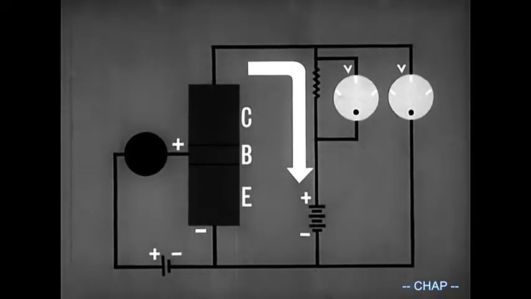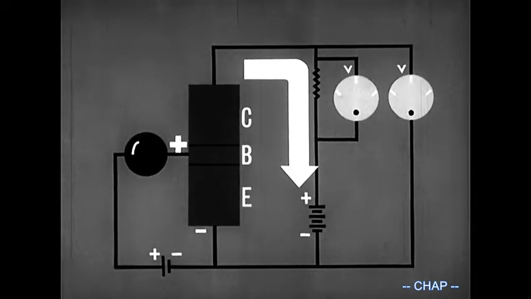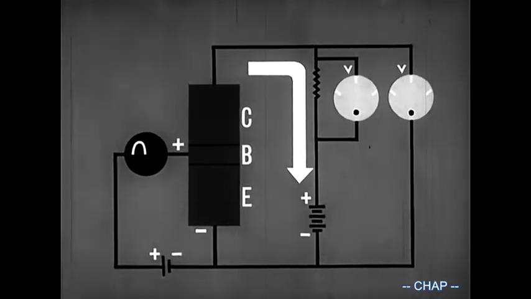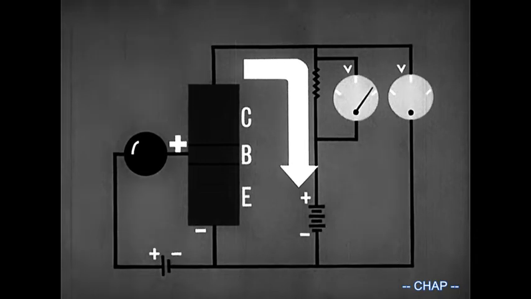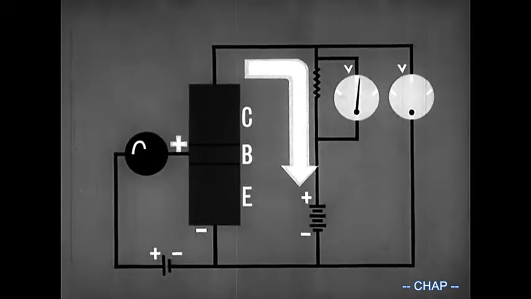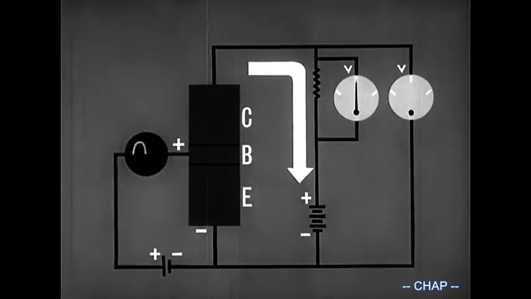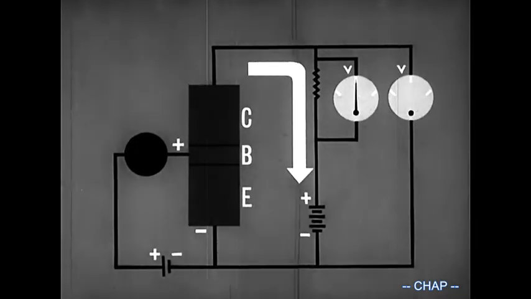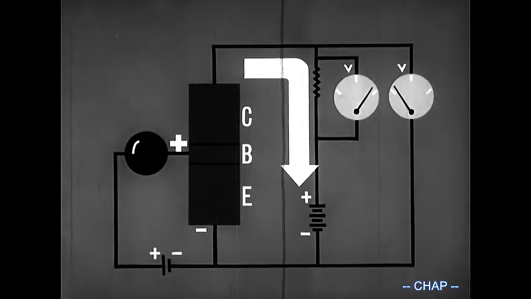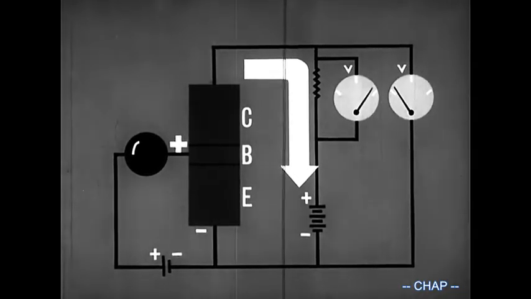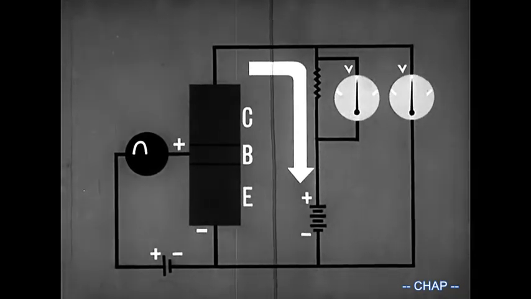As a result, the transistor current first increases, then decreases back to normal. The voltage across the load resistor therefore increases and then decreases back to normal. But the voltage across the transistor does just the opposite. It first decreases, then increases back to normal.